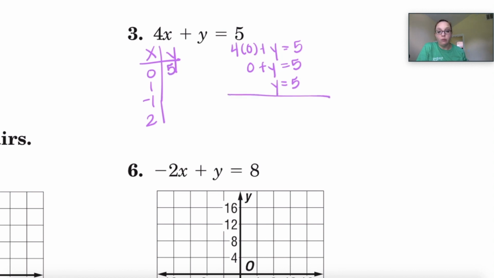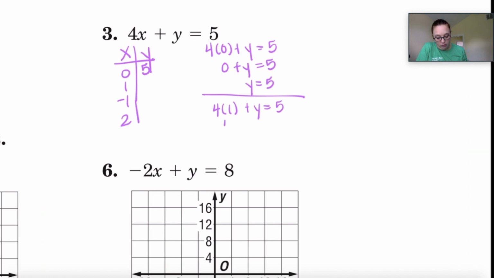All right, let's try another one. This time I'm going to put in a 1 for x. So I'm going to do 4 times 1 plus y equals 5. So that'd be 4 plus y equals 5. I'm going to subtract 4 on each side. 5 minus 4 is 1. So if x is 1, y would be 1.